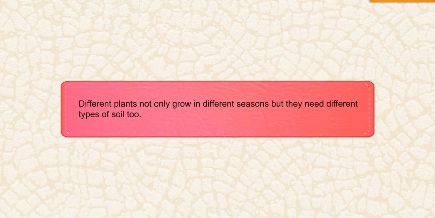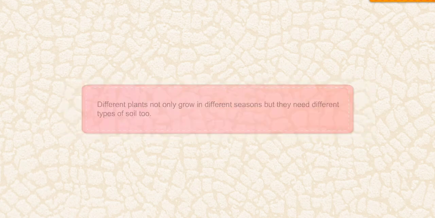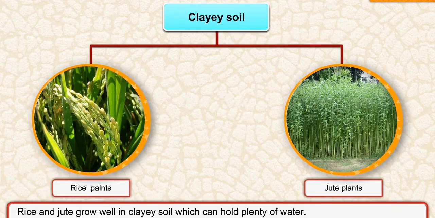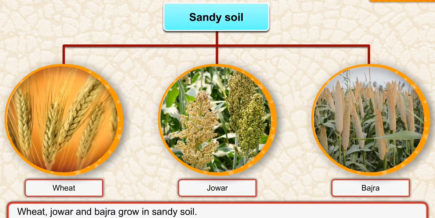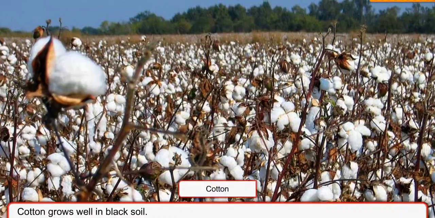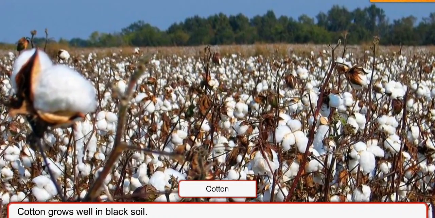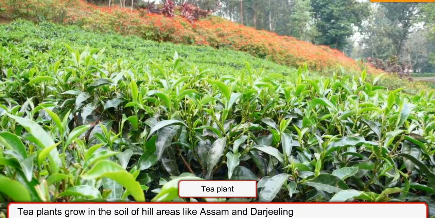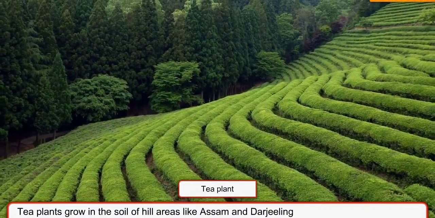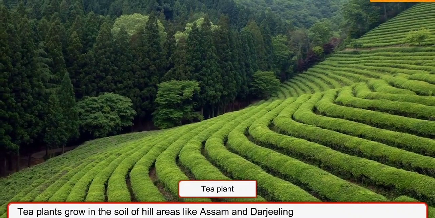Different plants not only grow in different seasons, but they need different types of soil too. Rice and jute grow well in clay soil, which can hold plenty of water. Wheat, jowar, and bajra grow in sandy soil. Cotton grows well in black soil. Tea plants grow in the soil of hill areas like Assam and Darjeeling.